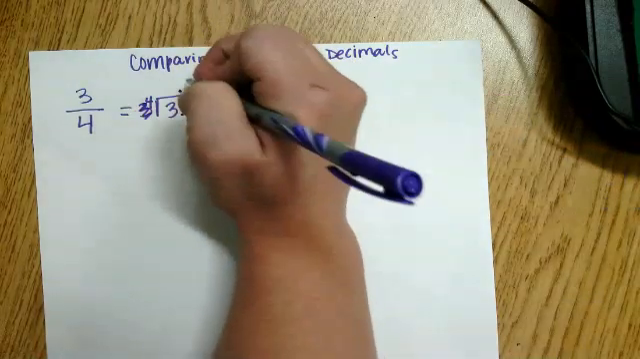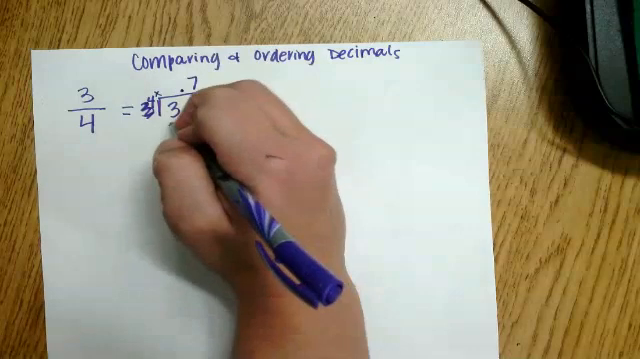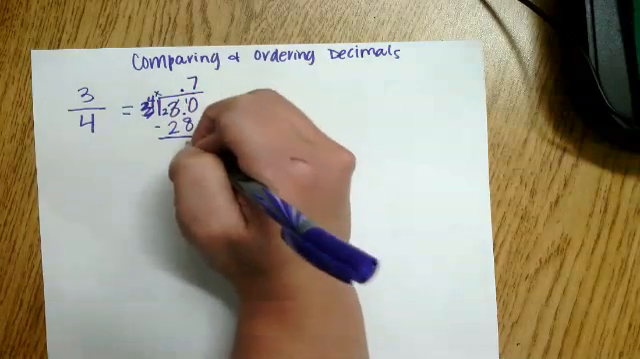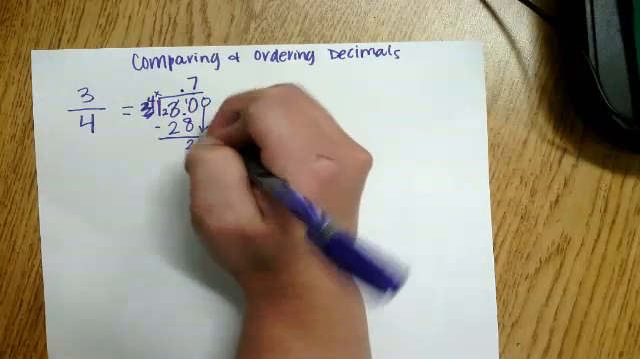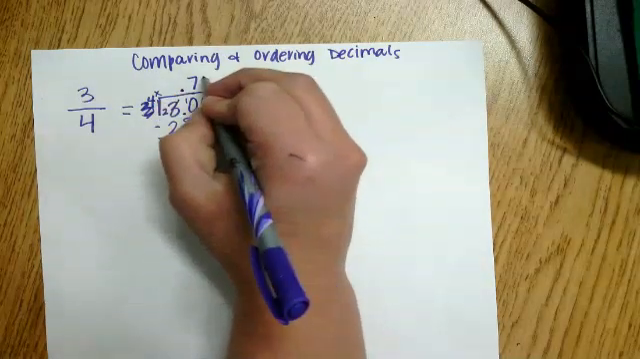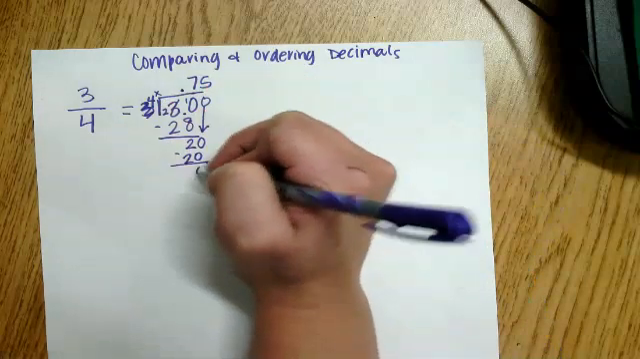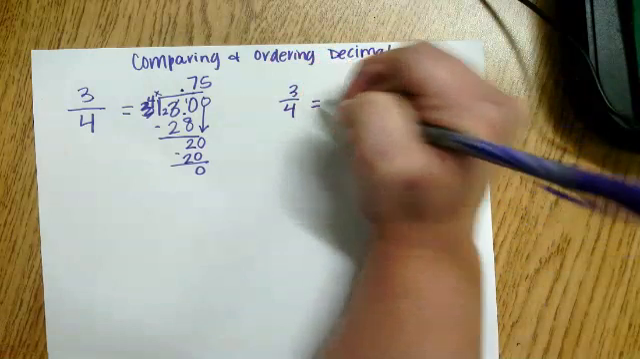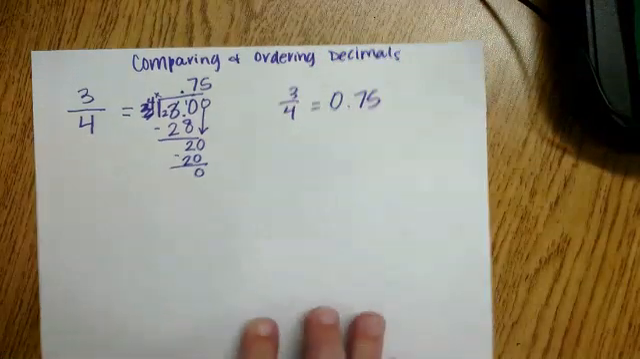4 goes into 30 7 times. 7 times 4 is 28. Subtract. I'm left with 2. I can add another 0. Bring it down. 4 goes into 20 5 times. 5 times 4 is 20. I'm left with 0, so that tells me I'm done. That tells me that 3/4 is equal to 75 hundredths.